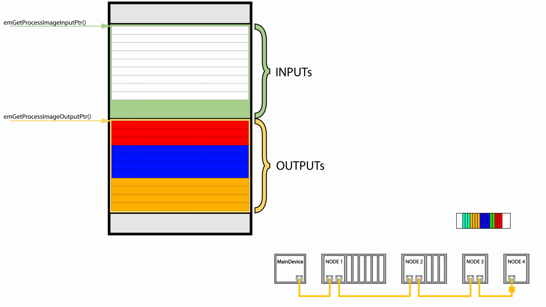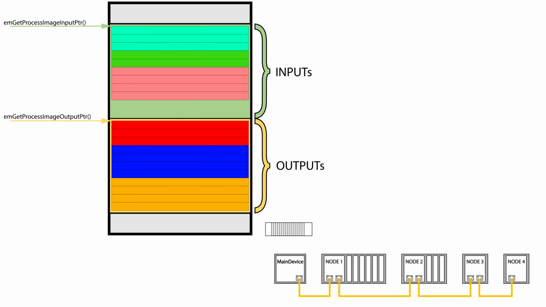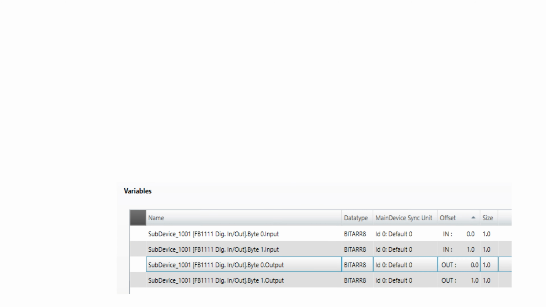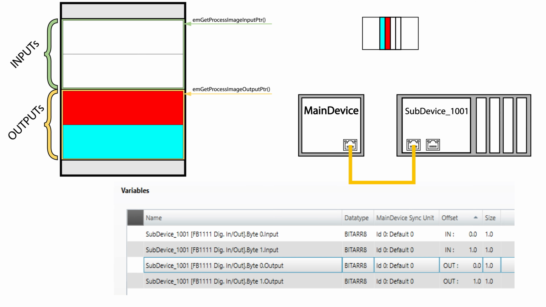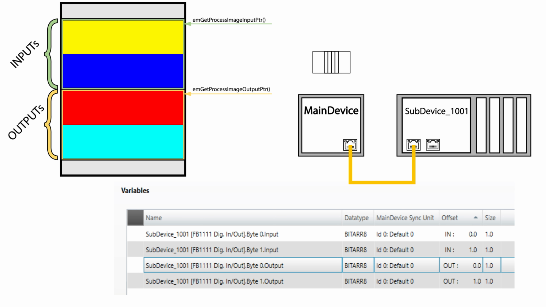Here you can see how the input and output data from the frame is packed into a shared memory area, the process data image, which forms the foundation for interacting with the subdevices in real time. Now let's focus on a simplified example that we'll use for demonstrating a few options for accessing and manipulating the process data. We'll focus on a single subdevice from our development test environment, subdevice 1001, a digital I/O module with 2 bytes of input and 2 bytes of output data.